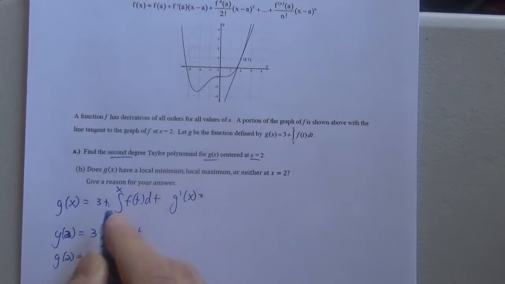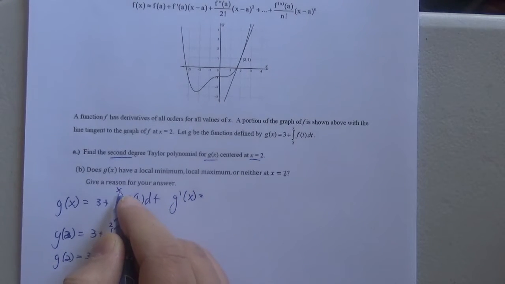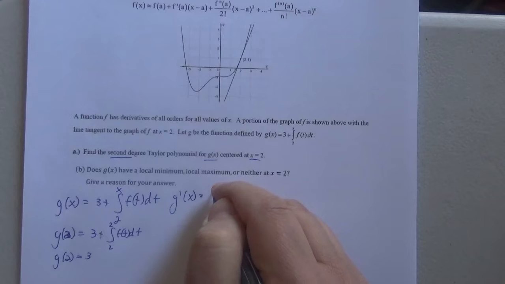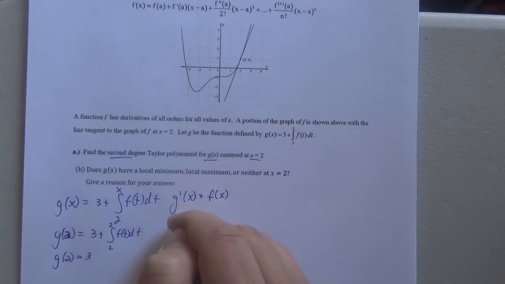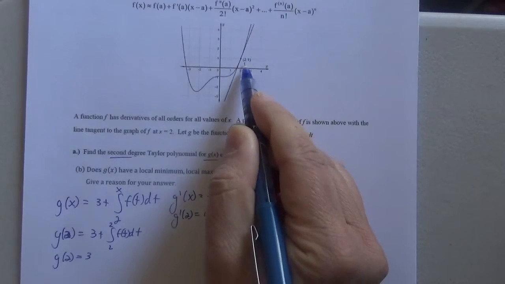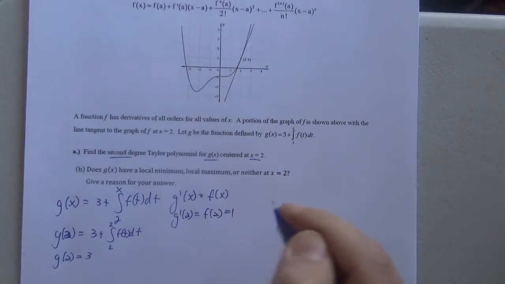g prime of x: the derivative of a constant goes away. Second Fundamental Theorem of Calculus: slide the x in, take the derivative of what you're putting in. The derivative of x is just 1, the 2 goes away, so we're just left with f of x. g prime of 2 is equal to f of 2. I look at my graph up here, it says f of 2 is equal to 1.